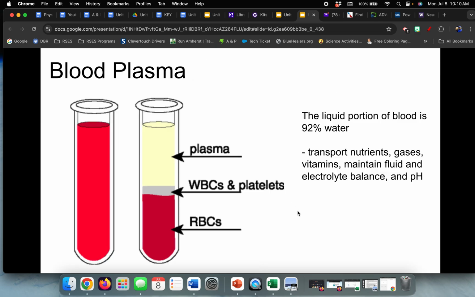Here's a kind of a picture of what blood plasma was broken down to, or the percentage of blood here. So here's blood. We break it down. It's almost half plasma, half red blood cells, and then a little bit of white blood cells and platelets as well.